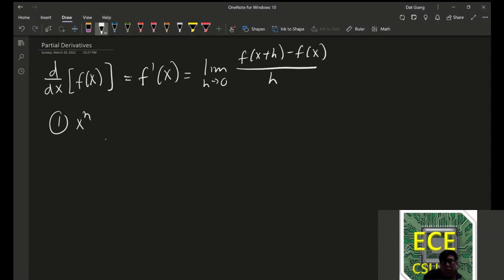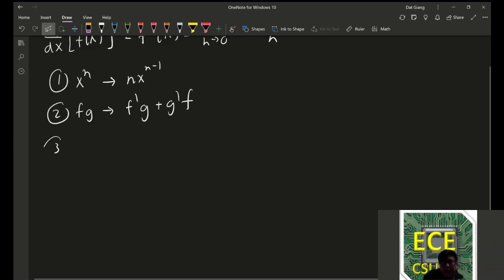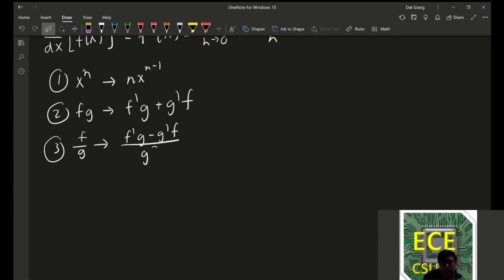Here, this allowed us to introduce four really important rules. First, we have the power rule, where if we are given any polynomial x to the n power, the derivative is n x to the n minus 1. Here, if we have two functions that are dependent on x, then their derivative follows the product rule, f prime g plus g prime f. If we have two functions that divide each other, f divided by g, by the quotient rule, we have f prime g minus g prime f divided by g squared.